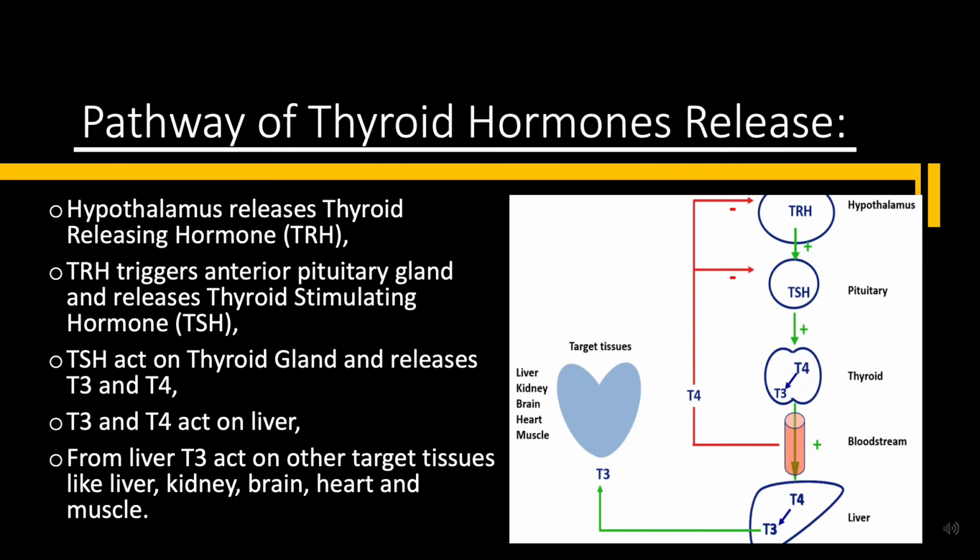Pathway of thyroid hormone release. The hypothalamus releases thyroid-releasing hormone, TRH. TRH triggers the anterior pituitary gland and releases thyroid-stimulating hormone, TSH. TSH acts on the thyroid gland and releases T3 and T4. T3 and T4 act on the liver. From the liver, T3 acts on other target tissues like liver, kidney, brain, heart and muscle, as shown in the diagram.